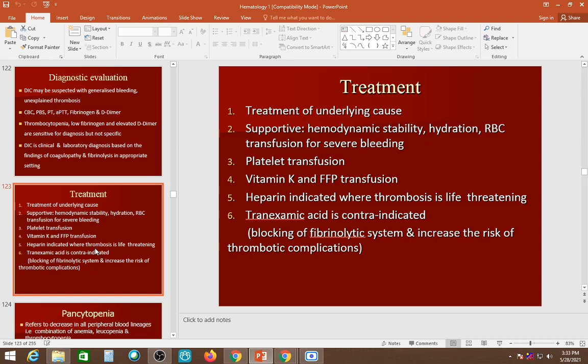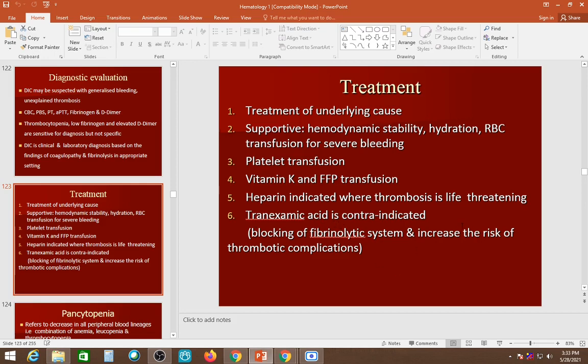Then the second will come, supportive. Supportive means hemodynamic stability. Then we have blood transfusion for severe bleeding. Then platelet transfusion for severe thrombocytopenia resulting in bleeding. Then you can give vitamin K and FFP transfusion. Then, as we know that besides bleeding they can also cause thrombosis, heparin is indicated where thrombosis is life-threatening. Then remember there's another drug which we call tranexamic acid.